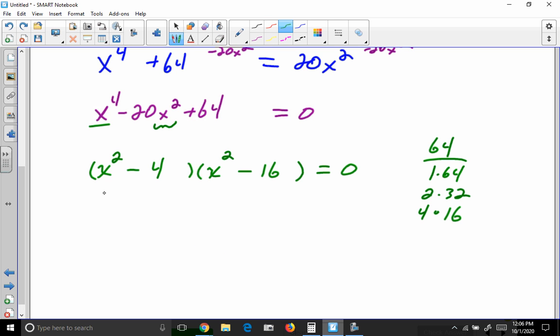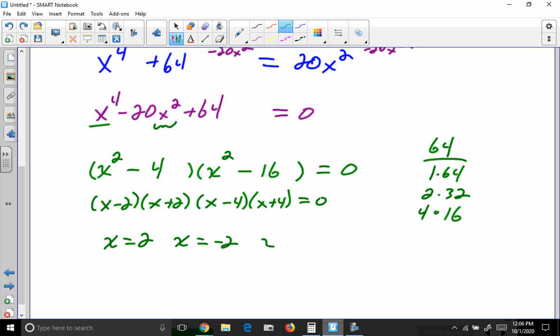Now we could either set each factor equal to 0, or we could factor the difference of squares. Factor those. Set all four factors equal to 0, so we would get that x is 2, x is -2, x is 4, and x is -4 when we set each factor equal to 0. So this time we have 4 different x's, and there could potentially be a different y, more than one y that goes with each x.